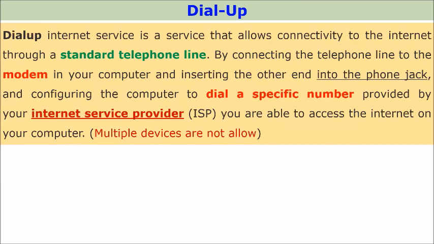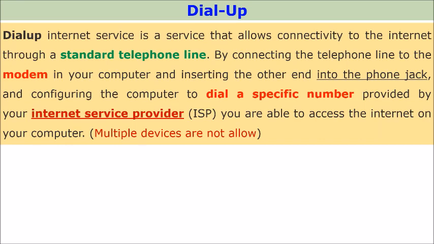Right, okay, however, I am continuing the lesson here. When discussing dial-up, the main points you want to remember: you need the standard telephone line, then you need the computer with a modem, then you need the specific telephone number provided by the internet service provider. Then you dial this number through the modem, and you can connect with the internet. The specific point is that using multiple devices is not allowed. That means at the same time you are not allowed to use the internet and the telephone. At a time you can use one service.